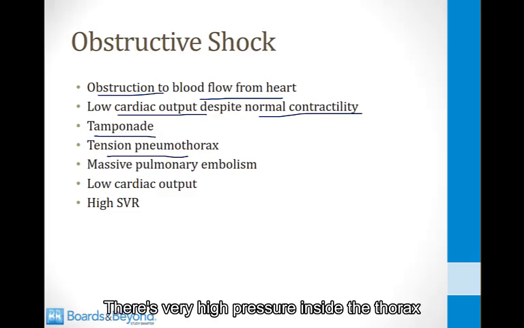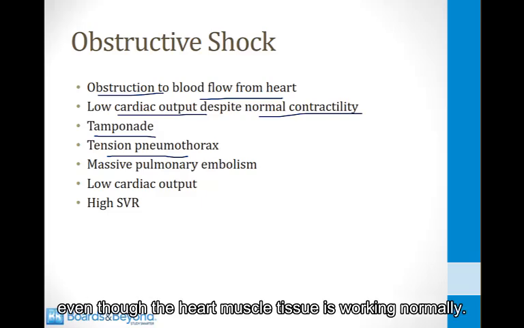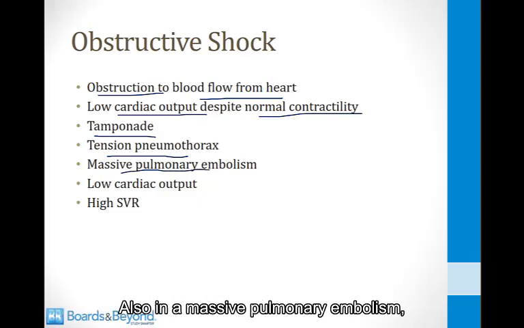In a tension pneumothorax, the same physiology as tamponade occurs. There's very high pressure inside the thorax. This impairs the ability of the heart to fill, and therefore the cardiac output falls, even though the heart muscle tissue is working normally. Also, in a massive pulmonary embolism, there can be poor blood flow from the right ventricle to the left, and this can drop cardiac output.